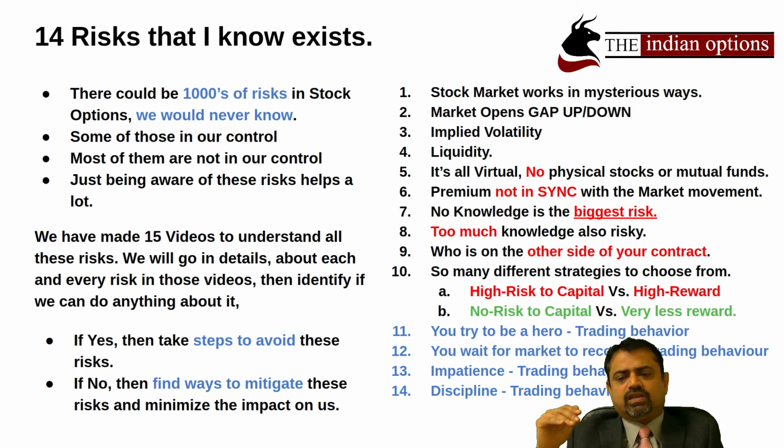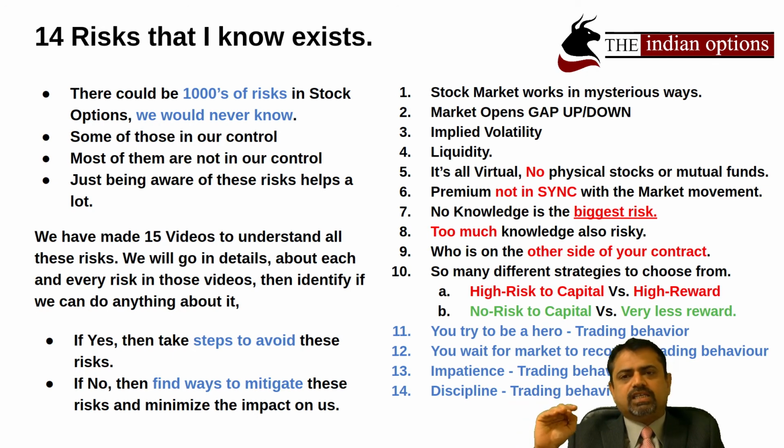Now 11, 12, 13, 14, all these 4 are related to your trading behavior. The 11th is that you try to be a hero, which means you have a lot of ego in you, and you try to do revenge trades or something, and then you really go into a bad phase. It's really very bad if you try to do that. We'll discuss this again in more detail later on.